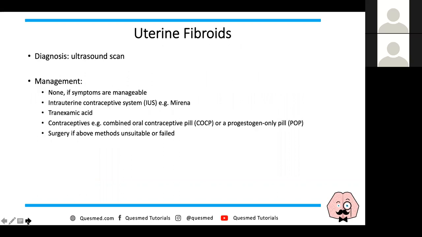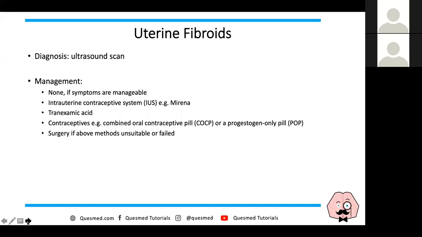Let's think about how we diagnose and manage these. So uterine fibroids, the diagnosis is usually confirmed with an ultrasound scan. This could be transabdominal or transvaginal. And this can be arranged routinely if you're pretty confident that it's fibroids and there's no worrying features. So there's no ascites, weight loss, irregular bleeding. We can usually arrange that as a routine ultrasound scan.